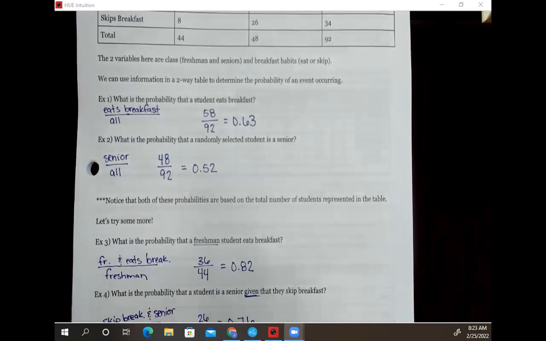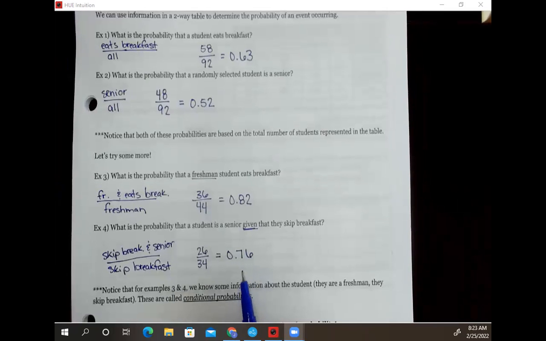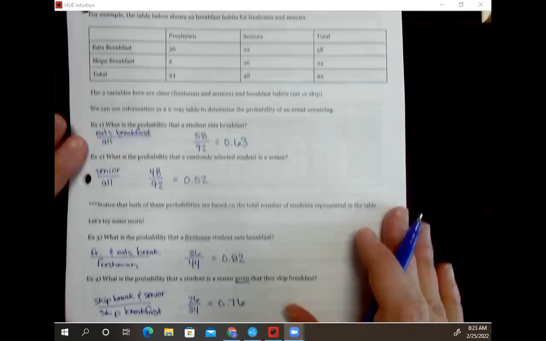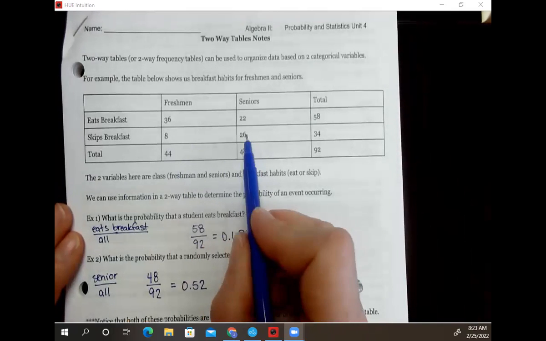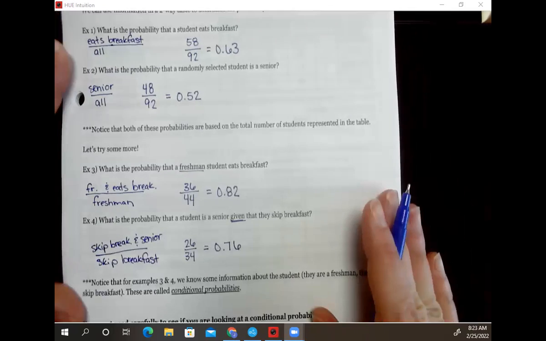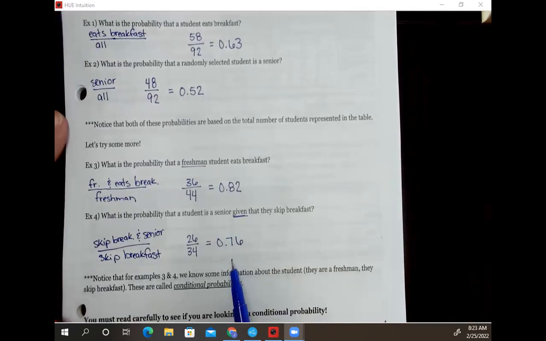Again, should make sense that we've got a larger number here, because if I look at my table, most of the people who are skipping breakfast are seniors. So I would expect this to be a large percentage. I would expect this to be a pretty decent probability.